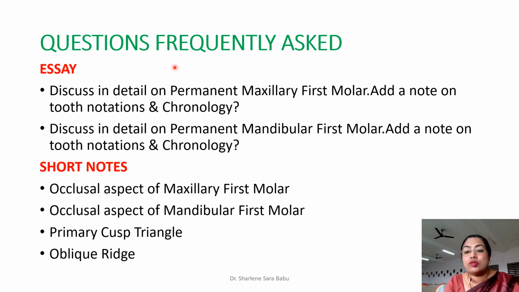And last, the questions frequently asked. Essay: discuss in detail on permanent maxillary first molar and add a note on the tooth notations and chronology. Question number 2: discuss in detail on permanent mandibular first molar and add a note on tooth notations and chronology. Next, the short notes: occlusal aspect of maxillary first molar, occlusal aspect of mandibular first molar, primary cusp triangle and oblique ridge.